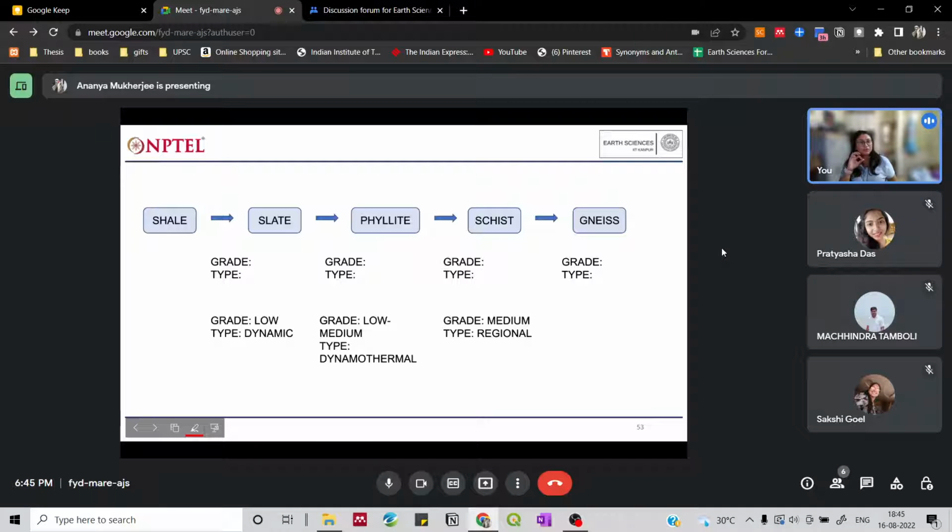And finally we have gneiss, which is a high grade metamorphic rock, and it is also formed due to regional metamorphism, but the temperature and the pressure both are very high compared to the schist, and that is why schist is converting into gneiss.